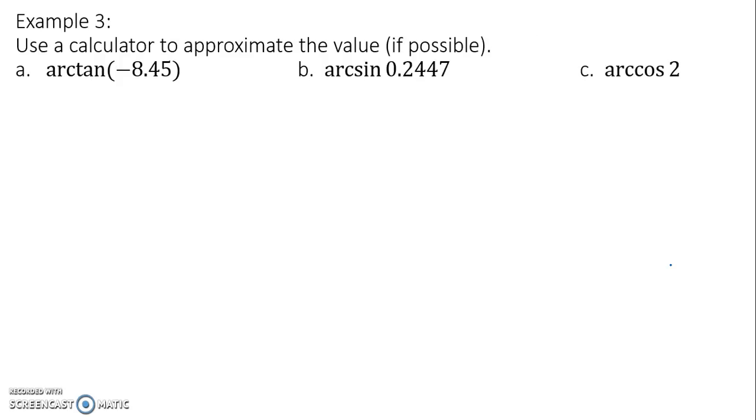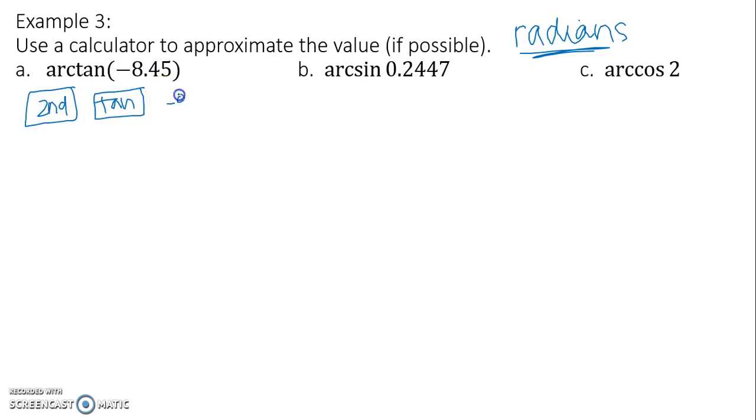For these, you're doing them on your calculator. If you recall, when we did our table, everything was between negative pi over 2 and pi over 2, or 0 and pi, all in radians. So make sure your calculator is in radian mode. And I'm going to just do second tangent, and then I'm going to type in my number, -8.45. Second tangent gives me that tangent inverse, or that arctangent. So when I type that one in, I get -1.453.